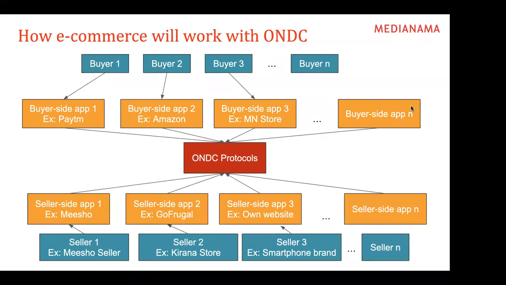Now, when a buyer uses a totally different app, for example, an app called MN Store or Paytm, to look for groceries, the buyer gets shown not just the results that Paytm's own seller-side app will have, but also all the other seller-side apps. So anything listed on Meesho, anything listed on Go Frugal, anything listed on the own website of some brand. All these results will be visible in the buyer's Paytm app, and the buyer can make a purchase.